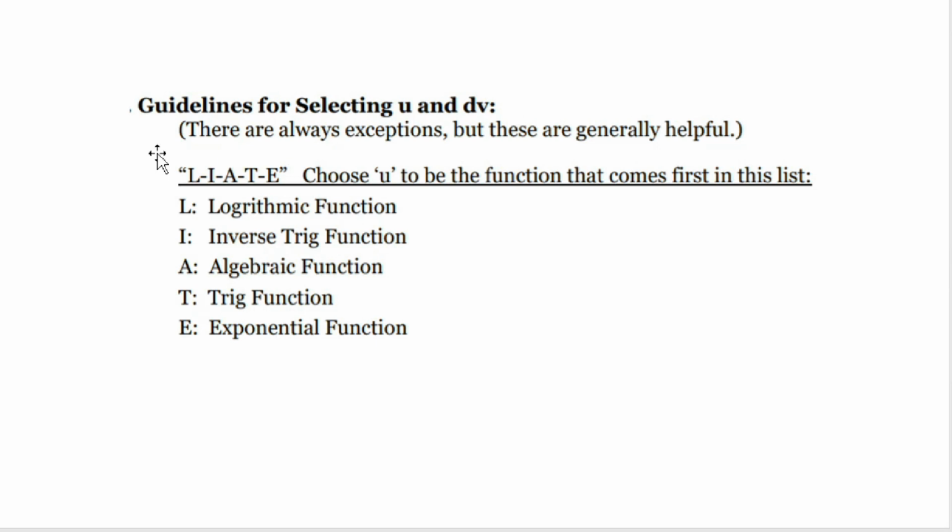This is almost similar to the one I've shown in the first slide, but this one, we are trying to adopt the acronym in choosing u to be the function that comes first in the acronym LIATE, where L stands for logarithmic function, I is for inverse trigonometric function, A is the algebraic function, T is for trigonometric function, and E is the exponential function. So let's try to solve some exercises using this acronym in choosing the value of u.